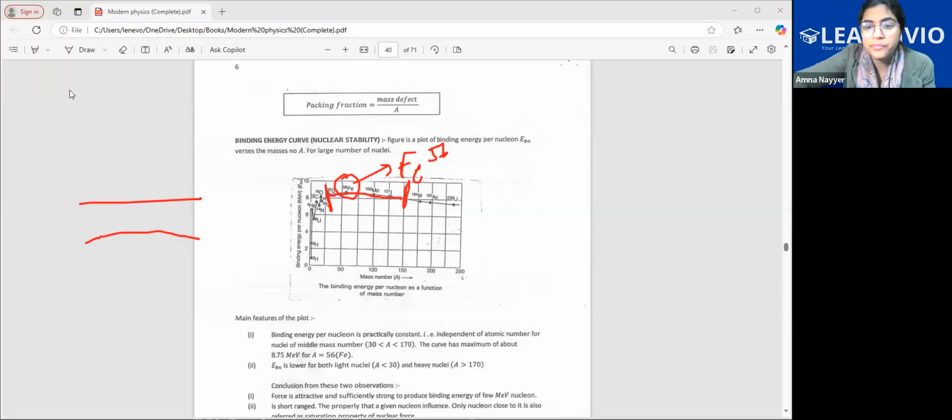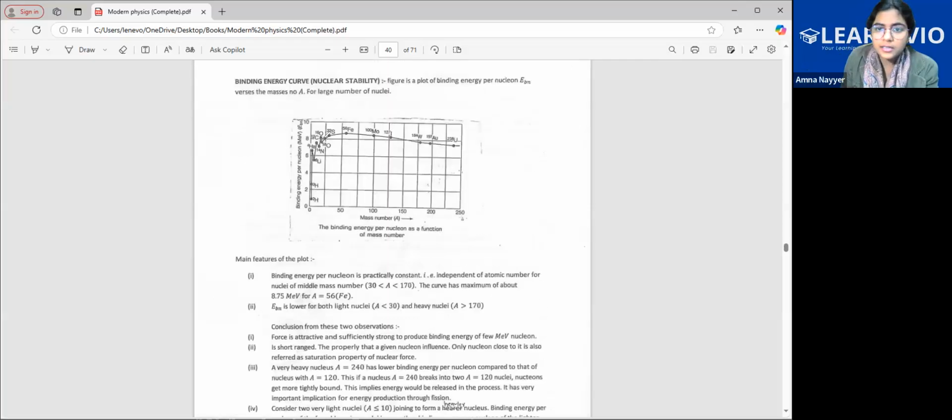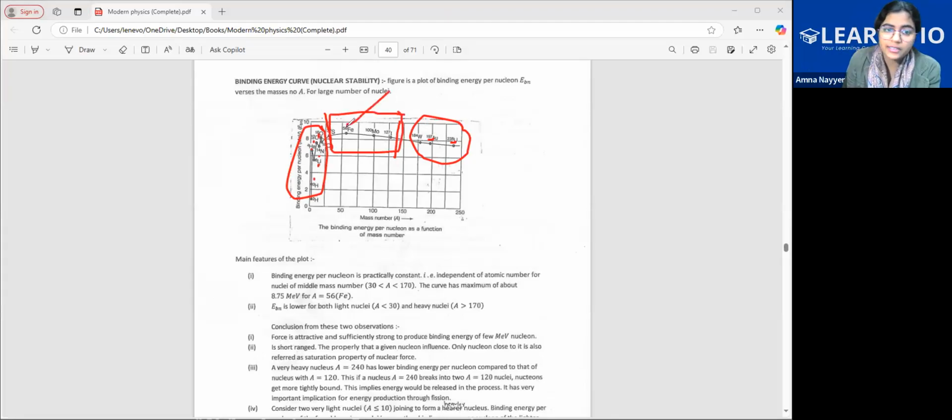Okay, so binding energy per nucleon is practically constant. It is independent of atomic number for nuclei of middle mass number. This I told you, between 30 to 170. And the peak is for 56. Okay, and it is lower for light and heavy nuclei. Means whatever is beyond 170, like 184, 197, 238, and less than 30, like 16, 12, 14, 4, 6, 3, 2, all these are lesser. In between, these are important with the highest value for iron. This is what is written.